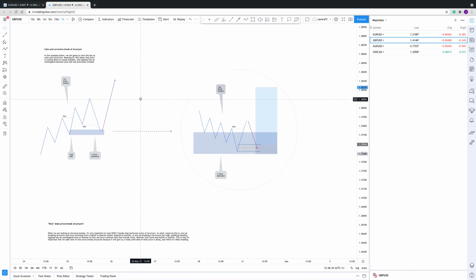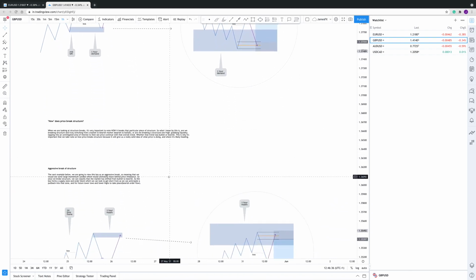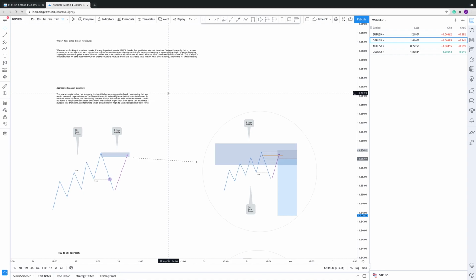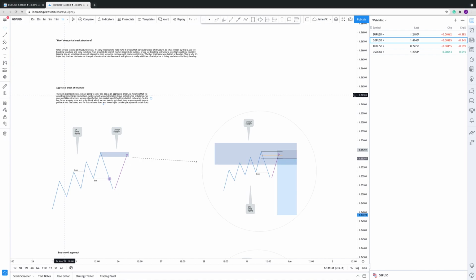So let's now look at the same setup, but with a change in how price breaks structure. In this example, we're going to be looking at this break of structure as an aggressive break rather than a corrective break. So we have the same thing, higher highs and higher lows. This is now going to be an impulsive break of this structure. So let's just go through it.